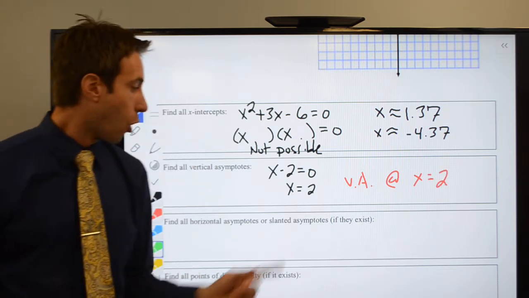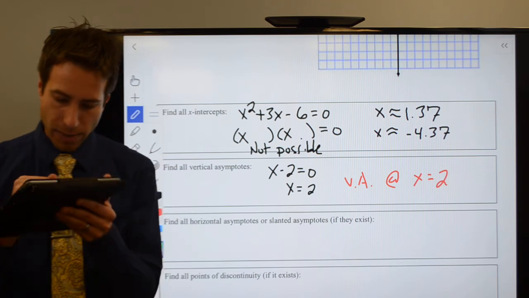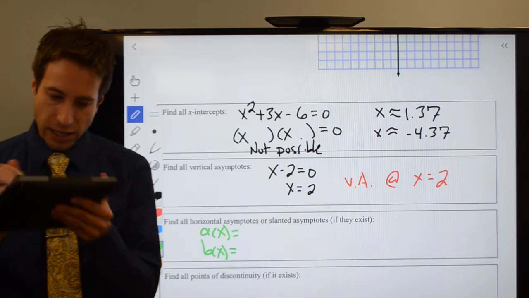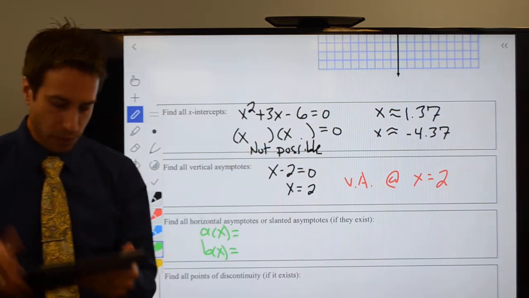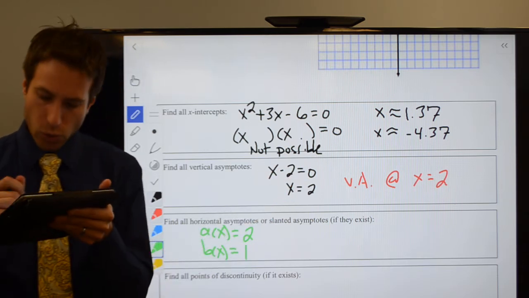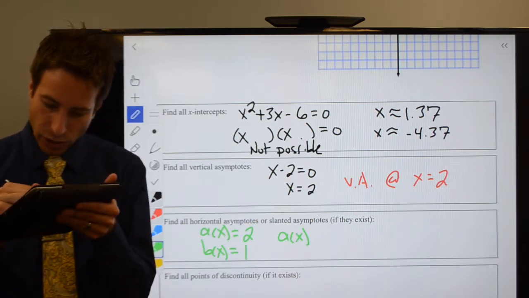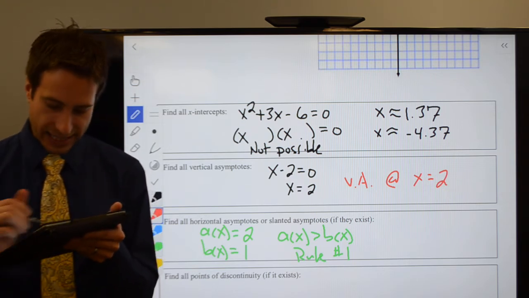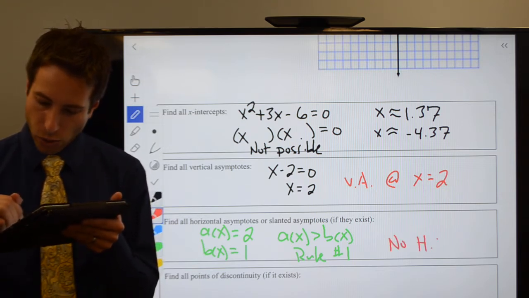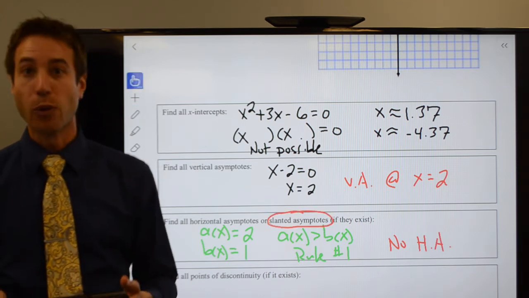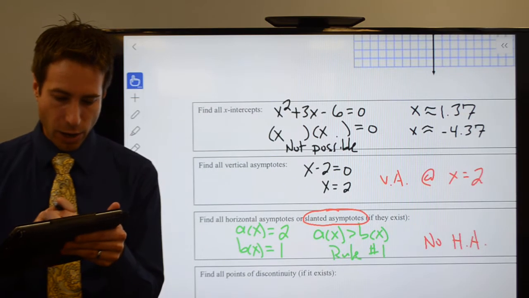Okay, great. Horizontal asymptotes. The degree of the top, degree of the bottom. The degree of the top is 2. The degree of the bottom is 1. Ooh, okay, well that means that the degree of the top is greater than the degree of the bottom. That's rule number 1. That tells me that I have no horizontal asymptote. I, in fact, have a slanted asymptote. And so now we've got some more work to do. All right, no problem. Here we go.